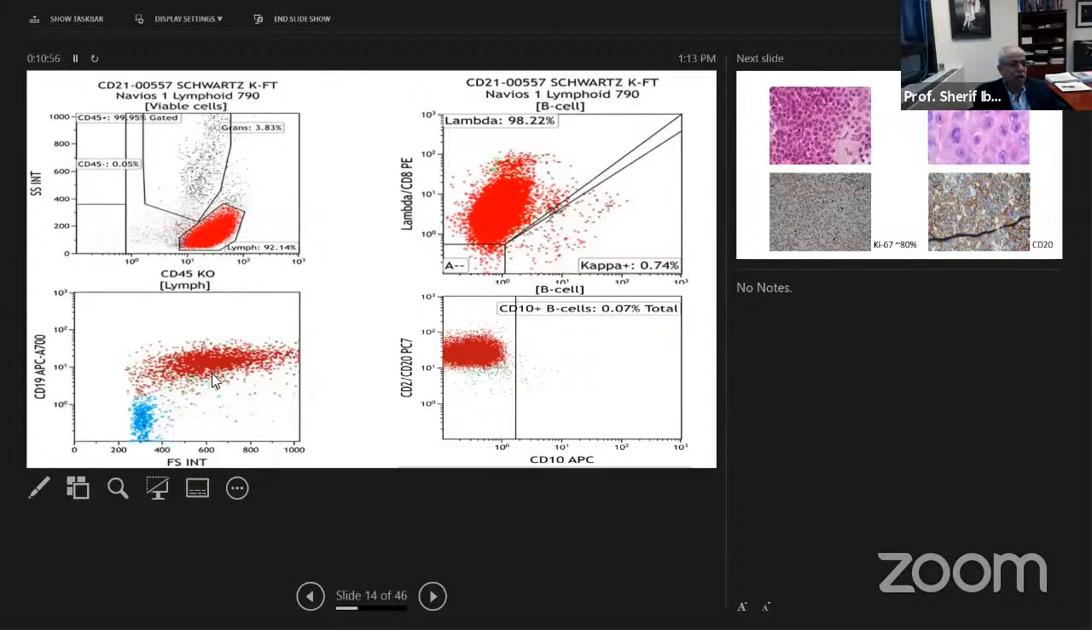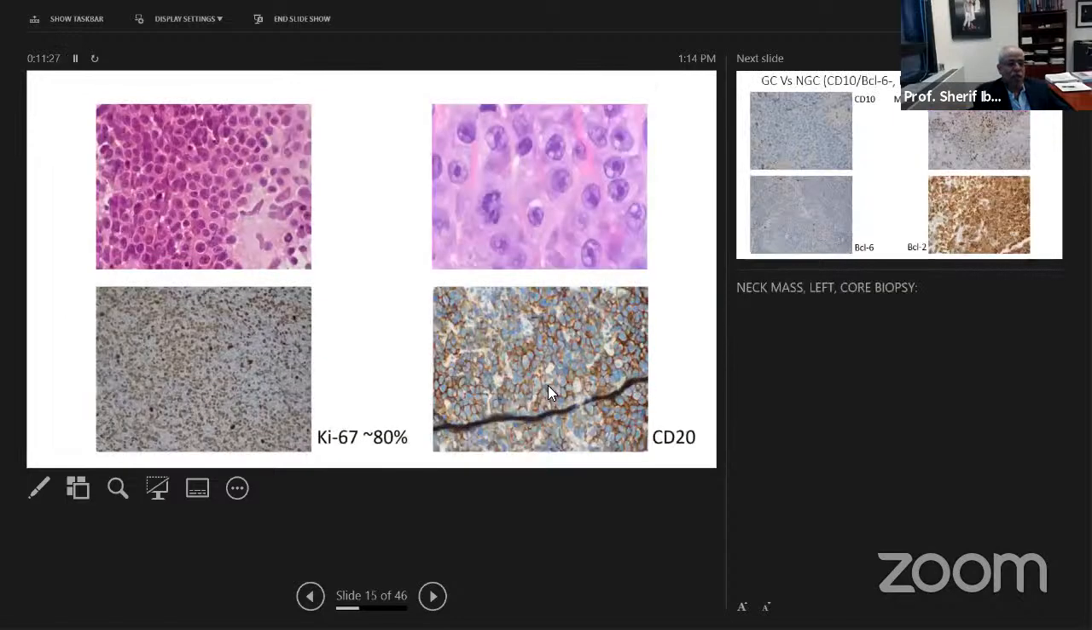The next question, are these cells neoplastic? Are they clonal? You go to that histogram. 98% of the cells are lambda restricted versus kappa. So now I have large cell lymphoma that's lambda restricted. And the next question is, are these cells coming out of germinal center or non-germinal center? CD10 is a germinal center marker. It's negative here, only 0.07. So the cells are large cells, they're lymphoma, non-germinal center, very likely. That's not 100% here. So the next question is, okay, what do we do with the histology?